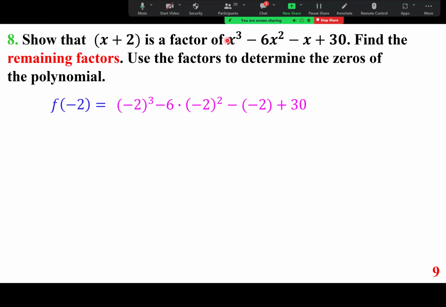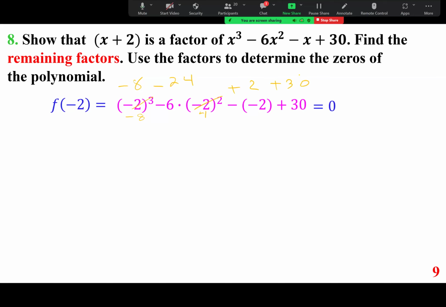So plug in -2. -2 cubed minus 6 times -2 squared minus -2 plus 30. Minus 8. So let's put minus 8 up here. This is 4. 24 plus 2 plus 30. As you can see, they add up to 0. And we showed that this is a fact.